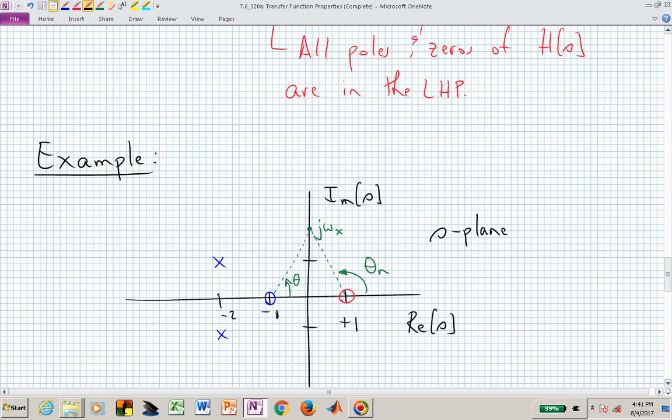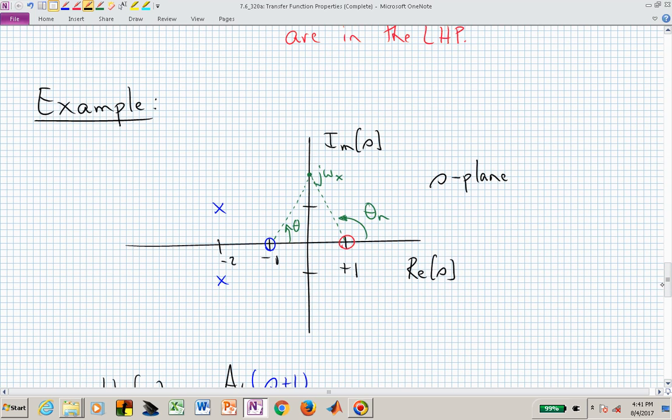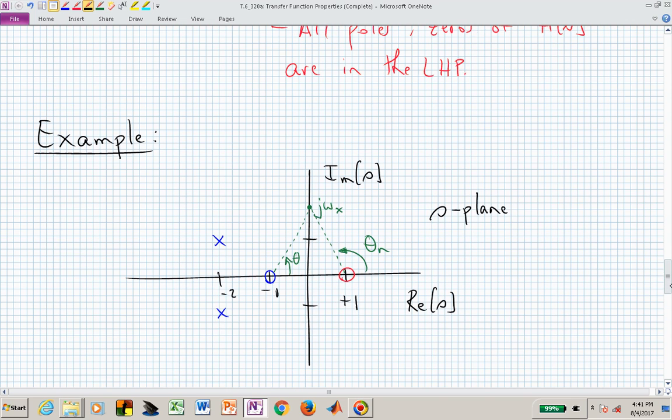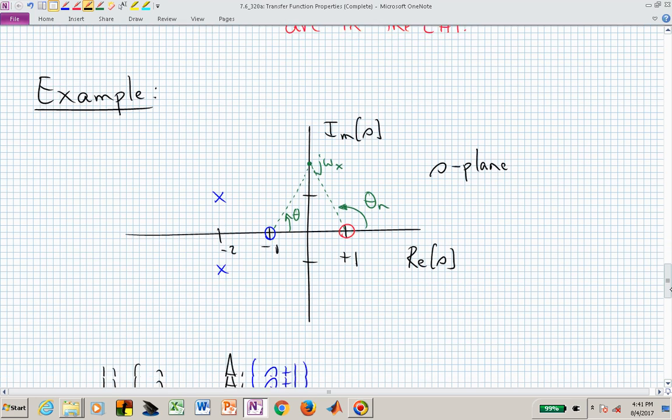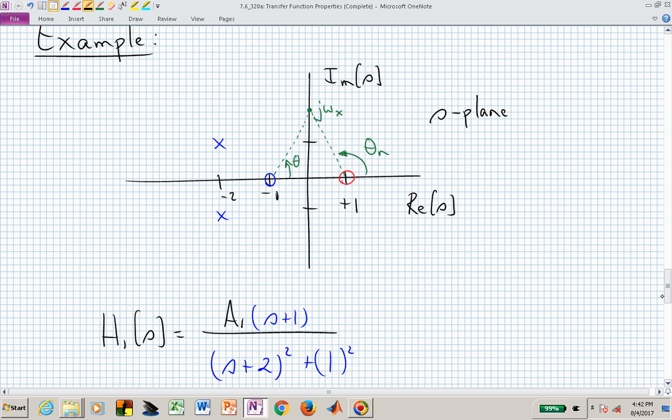Let's look at an example, and this will start to make more sense as we get into Bode plots and frequency response. We will sketch Bode plots, and we will restrict our Bode plot sketches to minimum phase systems. That means we will have systems with all of our poles and all of our zeros in the left half plane. So to make that connection, let's just see what happens.